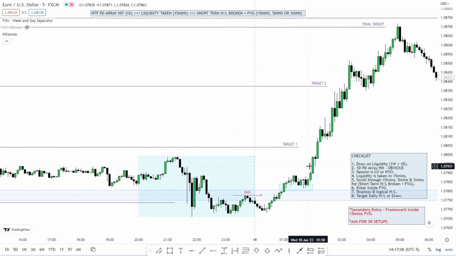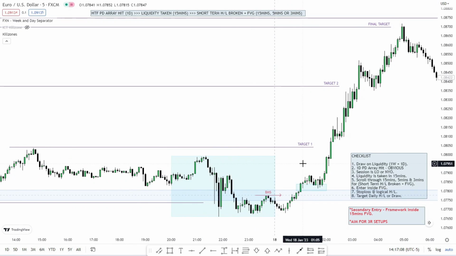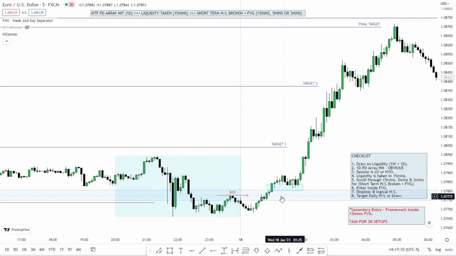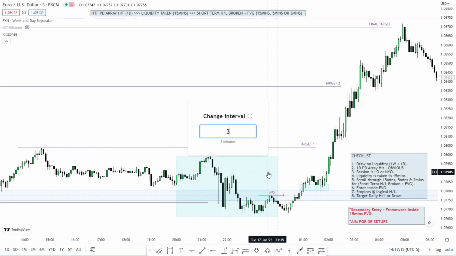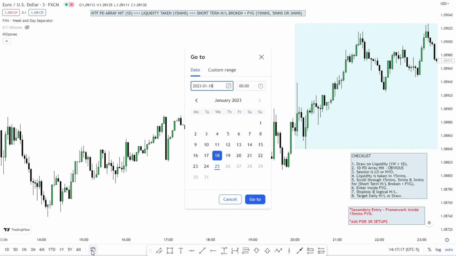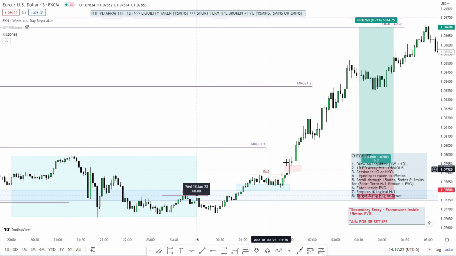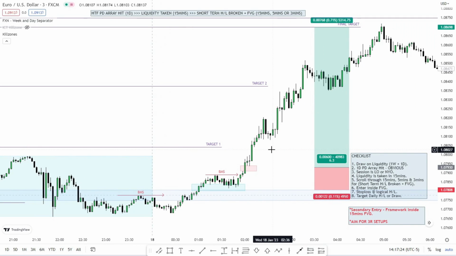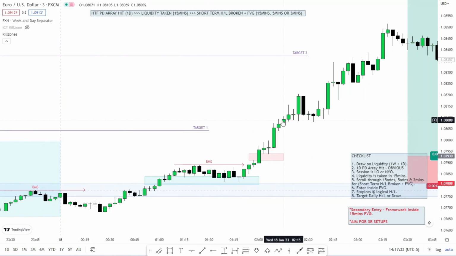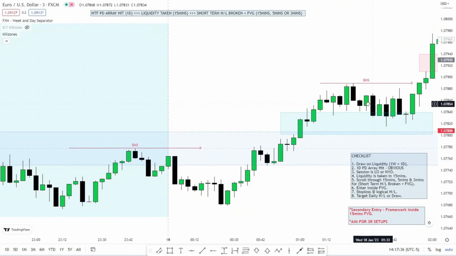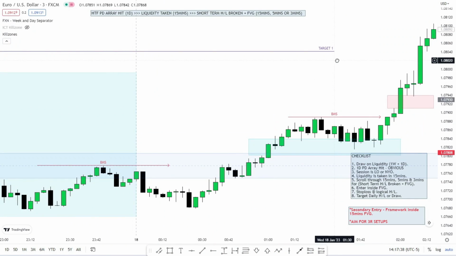I think the 3 minutes will provide more information. But as you can see, this breaking structure here, the imbalance. Okay, maybe the 15 minutes was the most clear. Let's look at 3 minutes during the same time. Perfect. This is an entry right there. So we had this 15 minutes breaking structure, but once it came here, I don't know if you can see. Yes, perfect.